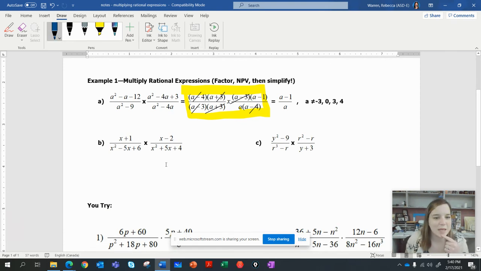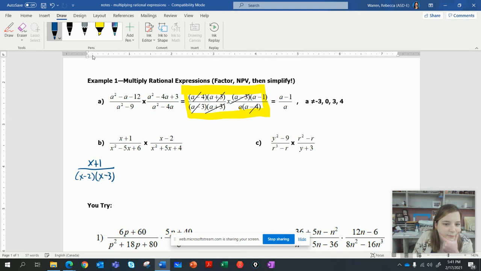Next, b: x plus 1 over x squared minus 5x plus 6. X plus 1 can't be simplified anymore, so I'm just going to factor the bottom. What multiplies to give 6 but adds to negative 5? That is x minus 2 and x minus 3. On top is x minus 2. Simplify the bottom, it's factor by inspection. That's x plus 4 and x plus 1.